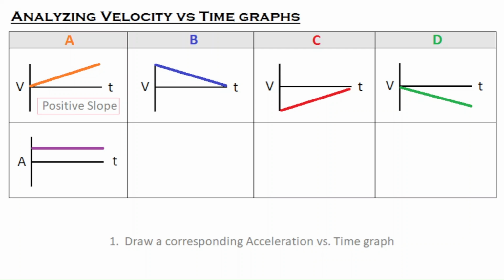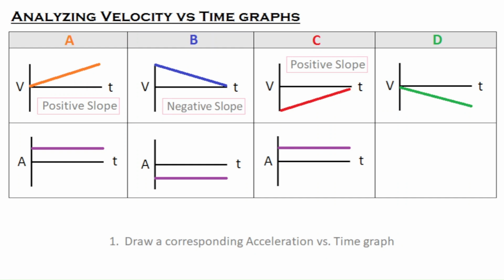Question 1, we're trying to draw the corresponding acceleration versus time graph for each of our velocity graphs. We've already talked about the slope of the velocity graph as being a way to analyze acceleration, so that's what I'm looking for in this question. Graph A has a constant positive slope, so I'm drawing an acceleration that is positive and constant. Graph B has a constant negative slope, so my acceleration is a constant negative value. Graph C, we're back to positive, and graph D back to negative. So for drawing acceleration versus time graphs, looking at the slope of the velocity graph is an easy way to go.